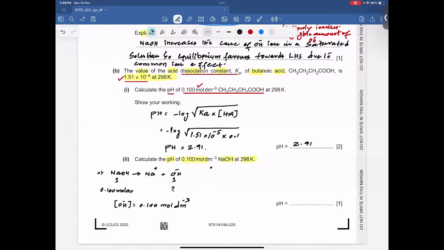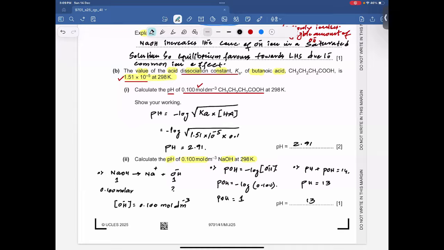Since we know the concentration of OH ions, we can find the value of pOH, which is minus log concentration of hydroxide ions. So the pOH value is going to be minus log 0.1, which is going to be 1. So the value of pOH is 1. We need to find the value of pH. So I'm going to use the expression pH plus pOH equals 14. So pH is going to be 13. And that's the answer.